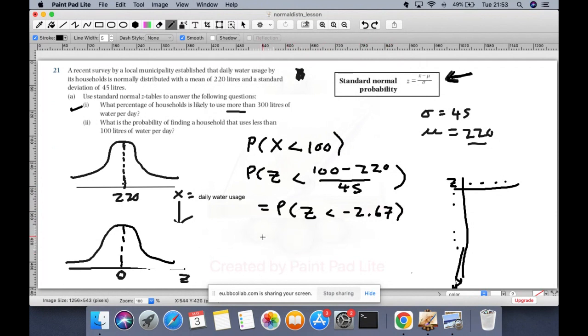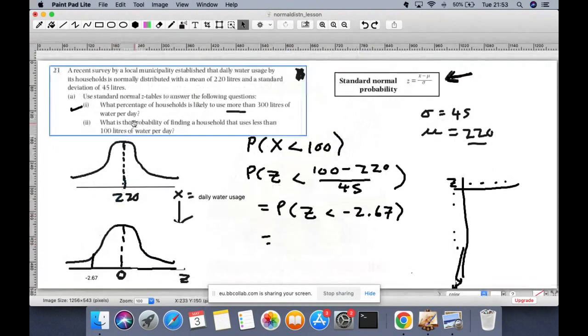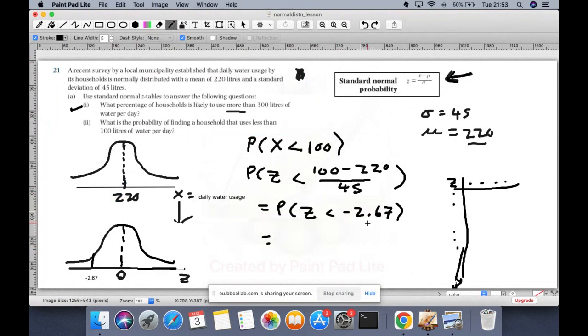Now we've sketched the curves. Let's just sketch what area we're looking for. We're looking at where Z is less than minus 2.67. So there's our Z axis. It's a minus number, so it's on the left of 0. Say that's our minus 2.67. And we're saying Z less than that, so it's this area here on the left of it. This is the area we need to find, and we've solved our problem.